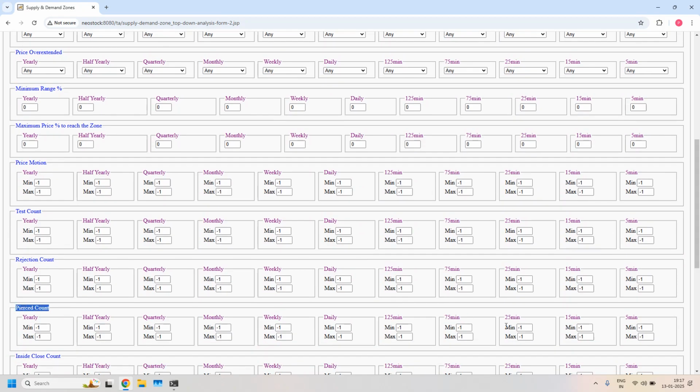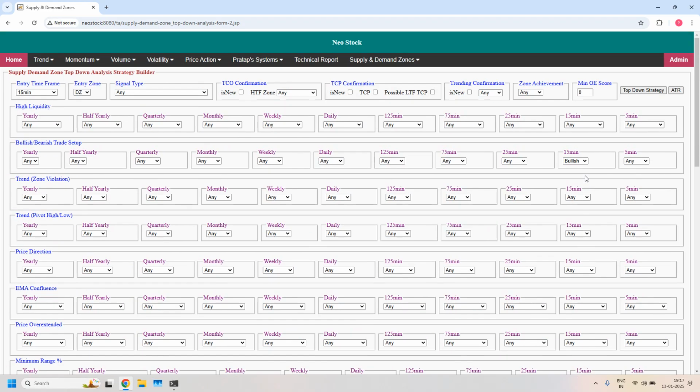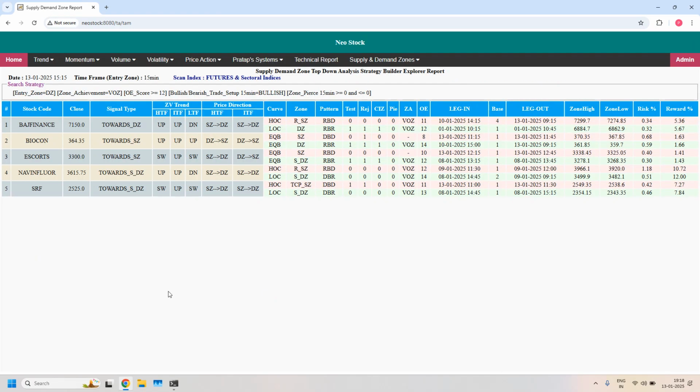So in the pierced count at 15 minutes time frame, I am setting minimum value 0, maximum value 0. Zone achievement violated opposing zone, minimum order enhancer score 12. All three filters are applied to 15 minutes demand zone. Let's filter. We got 5 stocks.